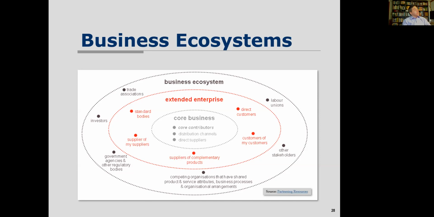A business ecosystem builds on the core business. The extended enterprise are the direct customers and suppliers of your business, but the business ecosystem is very important. The trade associations, the investors, the government agencies, competing organizations, other stakeholders, labor unions, and this business ecosystem offers opportunities for these partnerships. For example, Apple and Samsung are competitors when it comes to phones, but they are actually business partners when it comes to the components for the iPhone. Samsung providing screens, Samsung providing memory chips, etc.